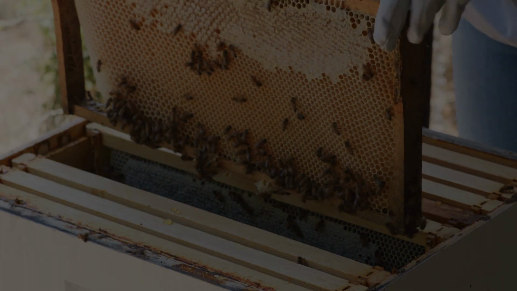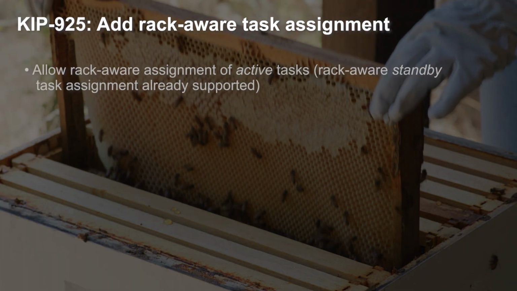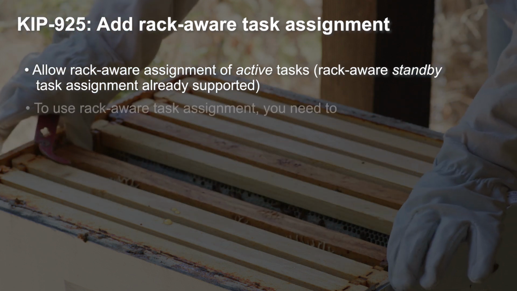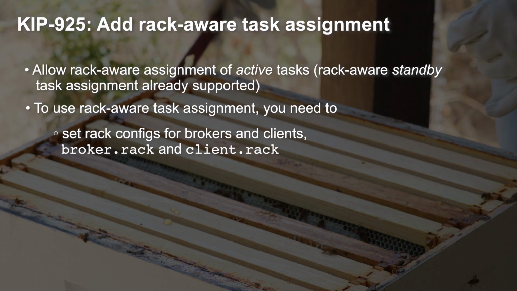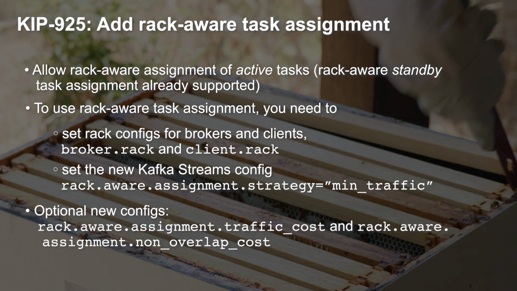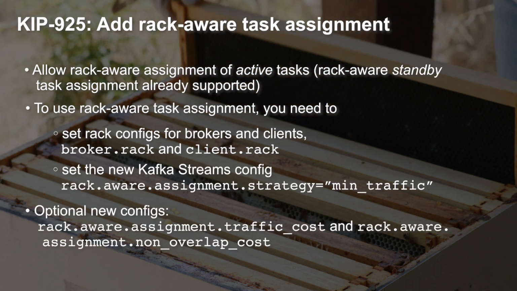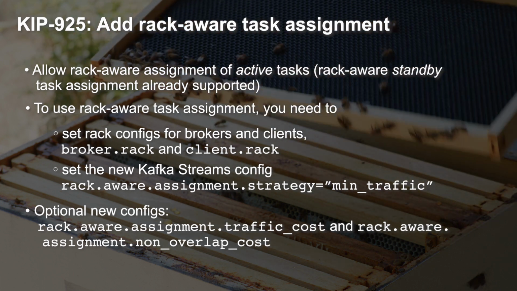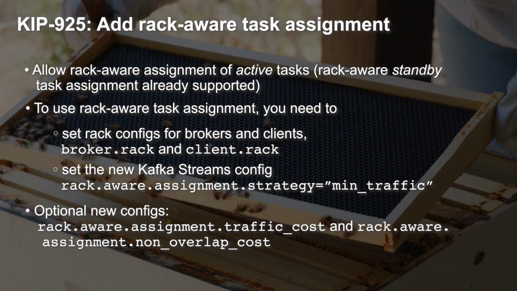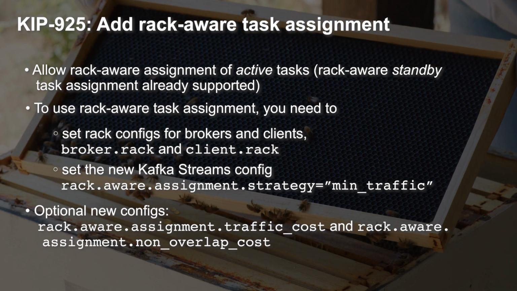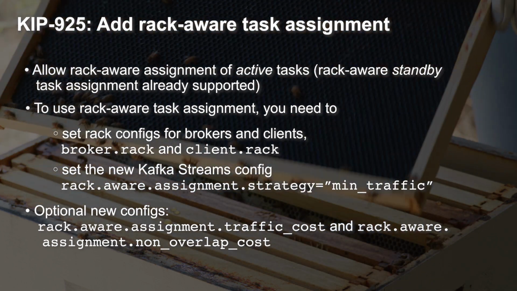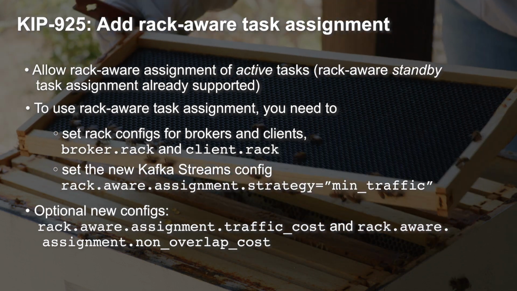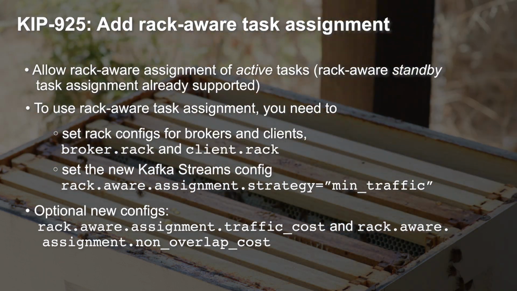Rack awareness is an important feature for many Kafka clients. For Kafka Streams, it was already possible starting in Kafka 3.2 to make standby task placement rack aware via KIP 708. KIP 925 takes it a step further and allows active tasks to be assigned in a rack-aware way. To enable this functionality, the rack configurations need to be set for both your brokers and clients using broker.rack and client.rack. Then, set the new Kafka Streams configuration parameter rack.aware.assignment.strategy to min_traffic.